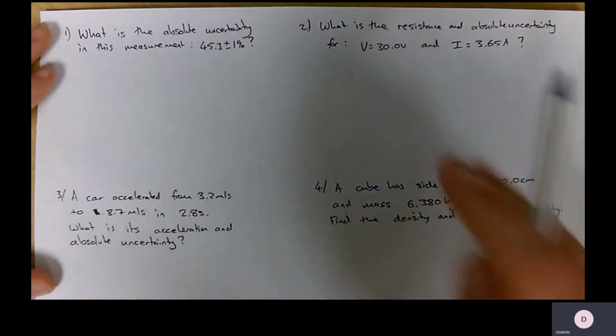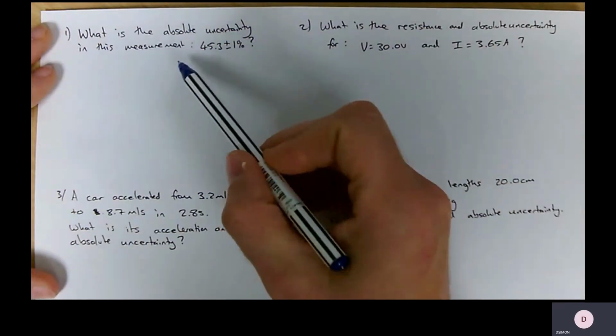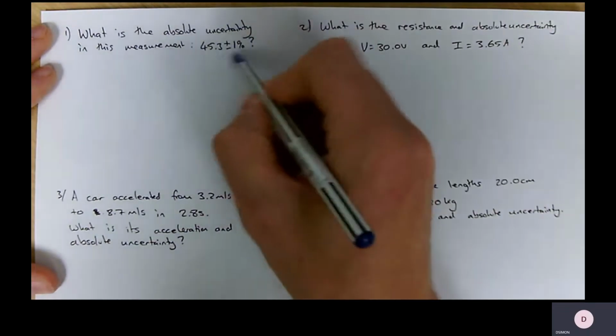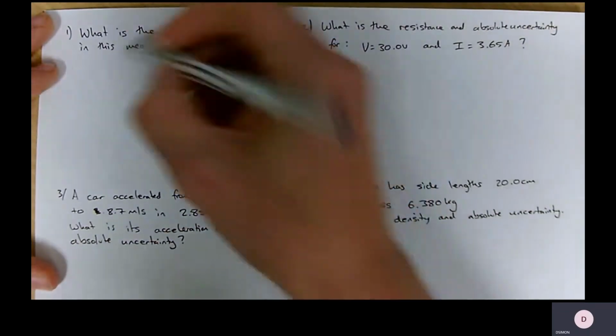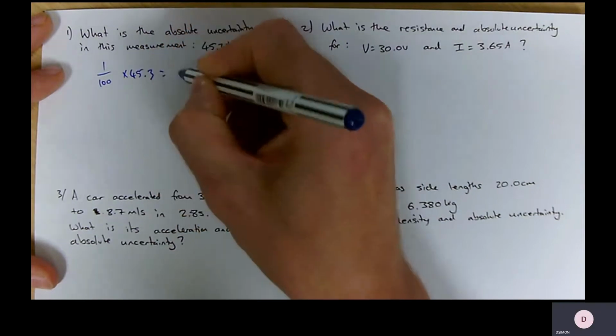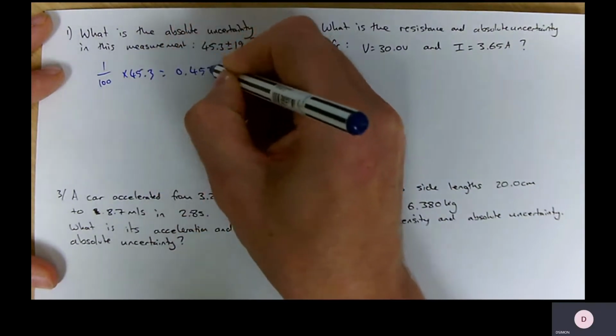So question 1, it's quite simple. It's asking for the absolute uncertainty in this measurement. Absolute means as a number. So we obviously need to work out 1% of this. That's really easy to do, and we will get this as an answer.